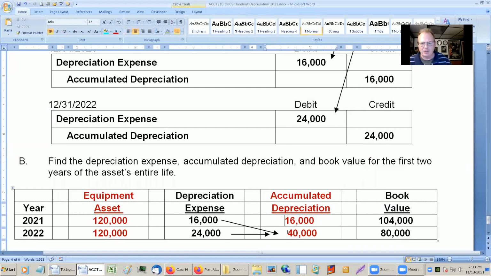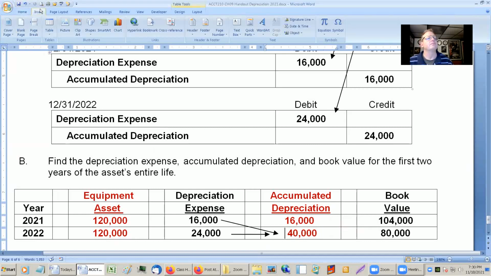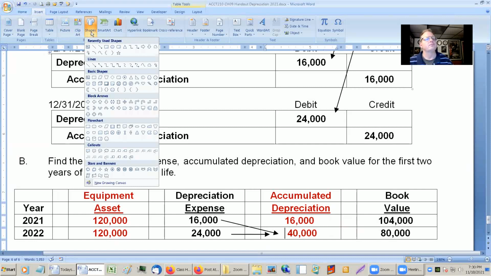Okay, so the cumulative depreciation, so the second year we add up the 16,000 plus the 24,000. So the total we would have written this down by was 40,000. So 120 minus the 40. Oh, here's the one I should be using.